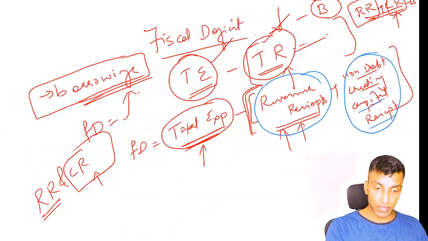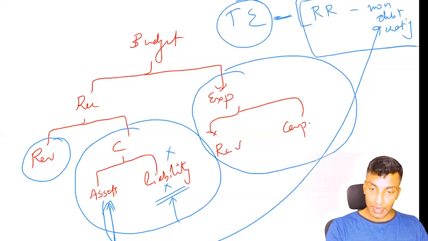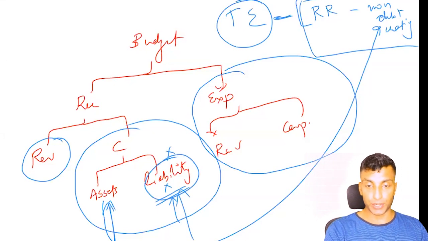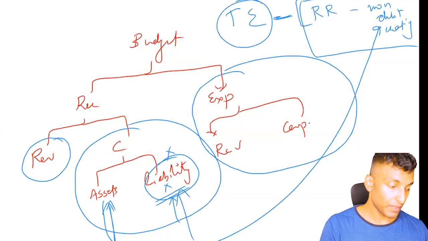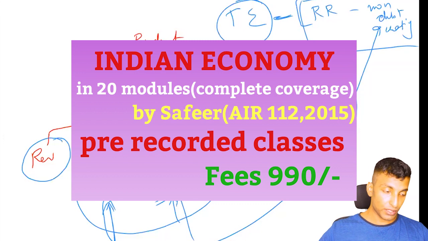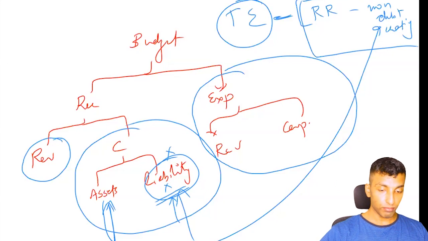So I hope this is clear. Total expenditure minus total receipt, in that you exclude borrowing. So ultimately fiscal deficit means what? Fiscal deficit is actually the borrowing. To meet the fiscal deficit, you are actually borrowing. So that is why fiscal deficit can be understood as borrowing. Just write one line. It measures total borrowings of the government from all sources during a financial year.